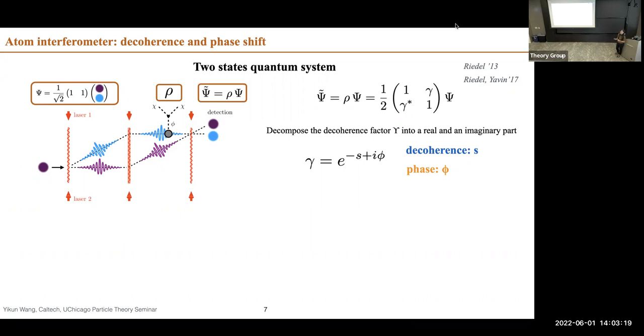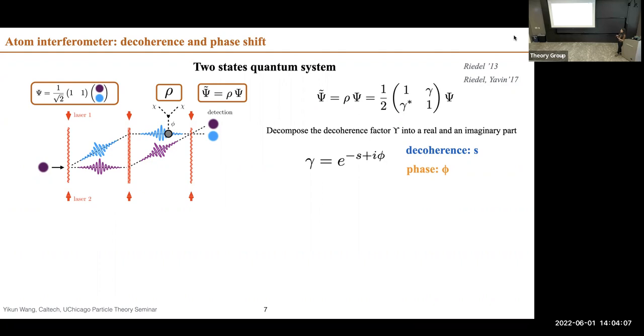But anyways, after the disclaimer, I want to continue showing how the math works here. The system of this atom interferometer can easily be described by a two-state quantum system. The initial state is prepared as a coherent superposition of the purple and the blue states. You can think about them as ground and excited state. If nothing happens along the way, you will see a coherent pattern by the end. Now, if a dark matter event happens, that will apply this rho matrix to this two-state system, and the matrix can be written down in the most generic open system dynamics.